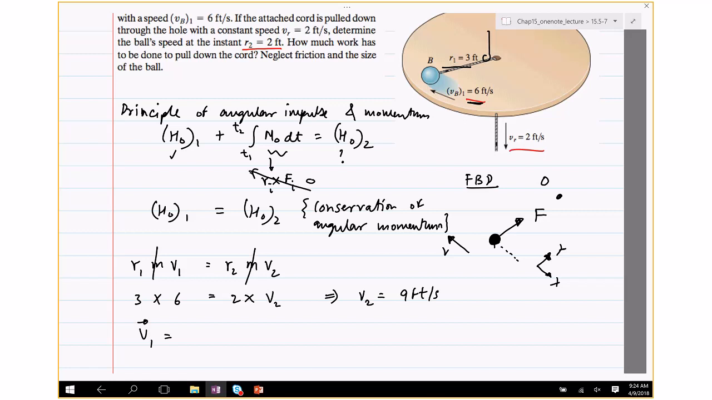So a good coordinate system for this is not x, y, because it's moving in circles. It's either n, t, or r theta. Both of those coordinate systems will do, because if things move in a circle, then you can use either of those two. Let's just use e_r, e_theta. So the initial speed is 6 times e_theta, where this is e_theta.